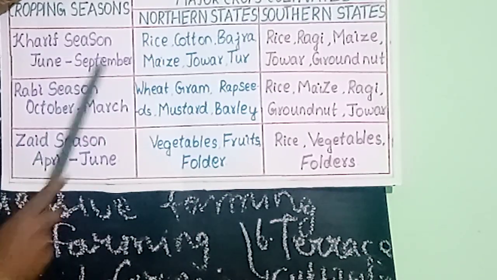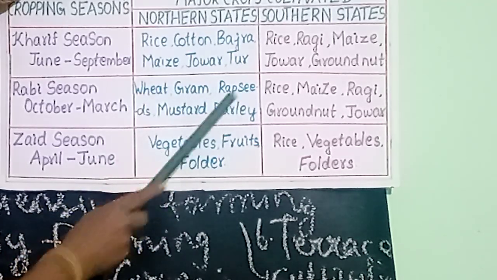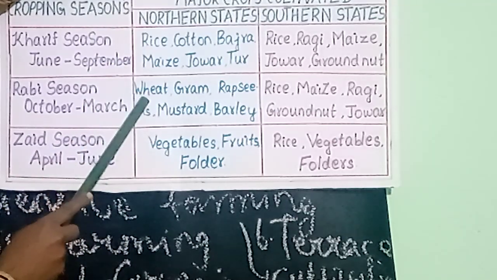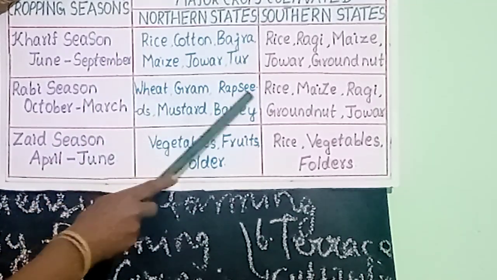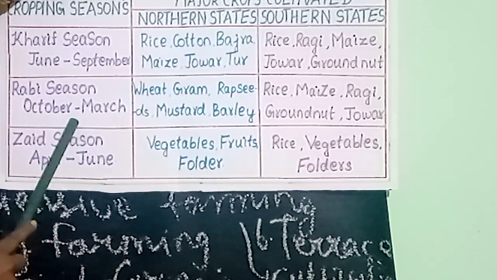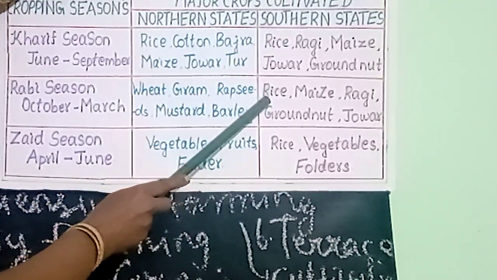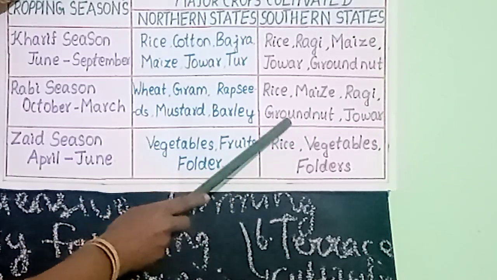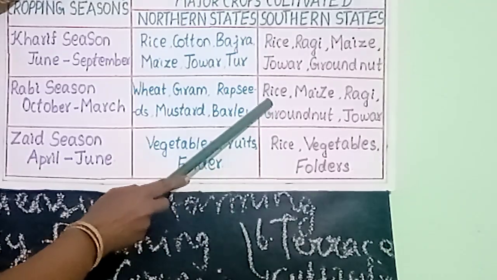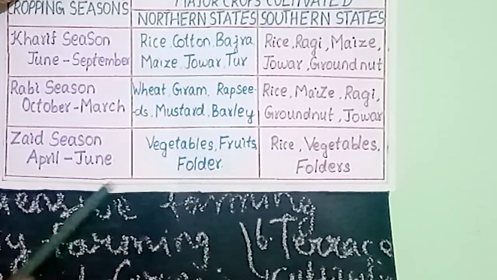During the Rabi season, the northern states cultivate wheat, gram, rapeseed, mustard, barley, etc. In the same time, the southern states cultivate rice, maize, ragi, groundnut, jowar, etc.